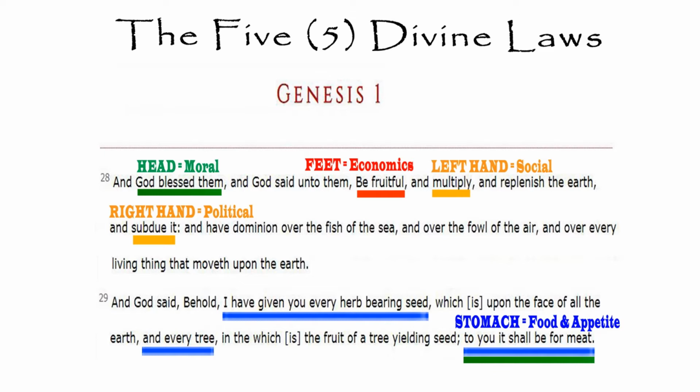Then after that in 29 it says eat fruits and herb-bearing seeds. Put that as part of your diet and appetite, what's going into your stomach. Use herb-bearing type food and fruits to put into your body to make it spiritually ready at all times. So that was the first example of the five divine laws, the cross philosophy mentioned in the Bible. Now I'm going to show you where it's scattered all throughout the Bible, and you'll see for yourself.